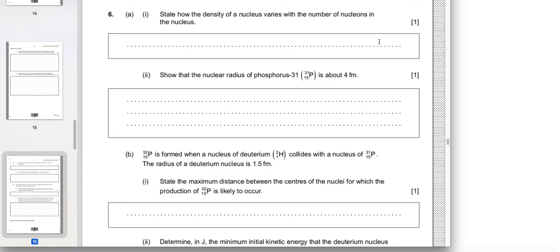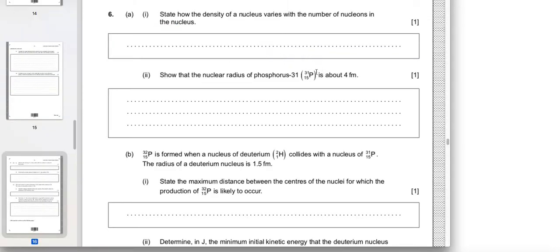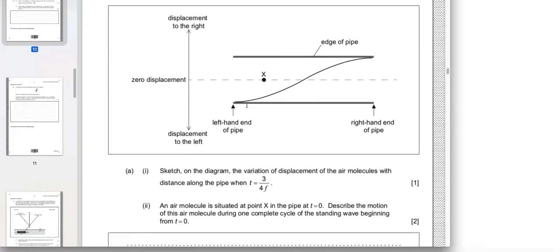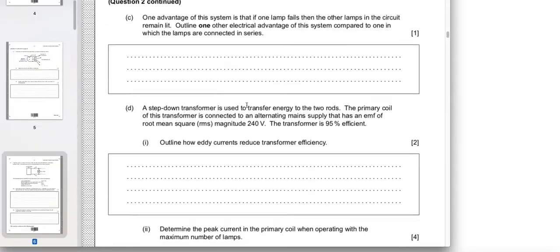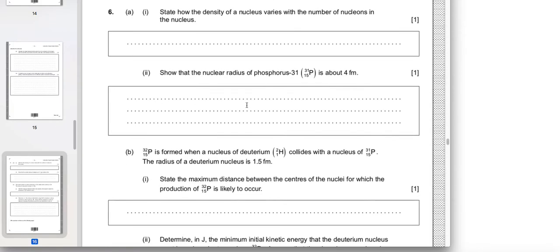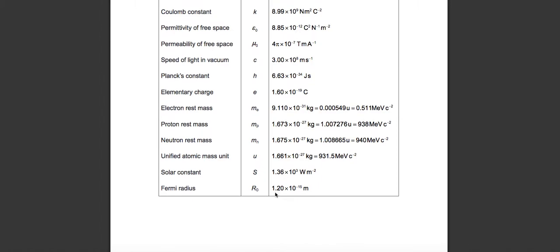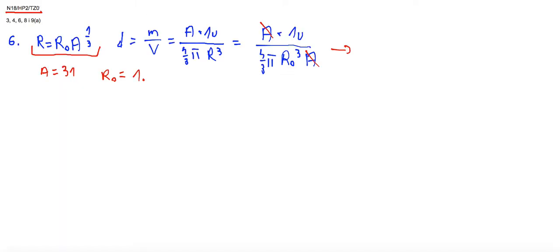Second, show that the nuclear radius of phosphorus is about 4 femtometers. You have to take this equation. A for phosphorus is equal to 31. R0 is a constant, the Fermi radius, which is somewhere in the data booklet, probably on the page with constants. No, this is not the data booklet, sorry. Exercise number 6. Okay, and the data booklet is here. At the very beginning we have the constants: R0 is 1.2 times 10 to the power of minus 15, the Fermi radius. So you have to substitute 1.2 times 10 to the power of minus 15 meters, and you have the solution.